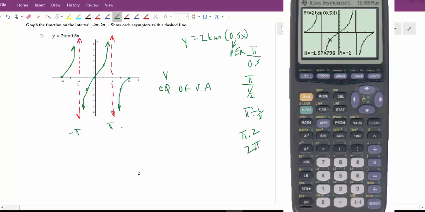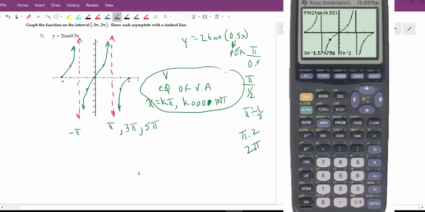So that means the next asymptote after pi would be at 3 pi. It would be 2 pi later. And then it would be at 5 pi and so forth. So for the equation of the vertical asymptote, we would say x equals k pi, where k is an odd integer. Okay, like that. That's how you'd write that out. Okay, so that would be a tangent graph or a cotangent graph. I'm going to have you usually do those with a calculator.